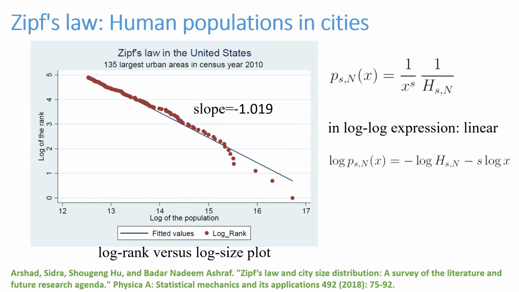For example, in this plot, we draw the log rank versus the log size for the 135 largest urban areas of the United States. In this log-log plot, we can see that the data are well fitted by a line on a range. This is explained by writing the log probability mass function and seeing that we get a linear equation in s, the power law parameter. Thus, the urban area size distributions follow a Zipf law.